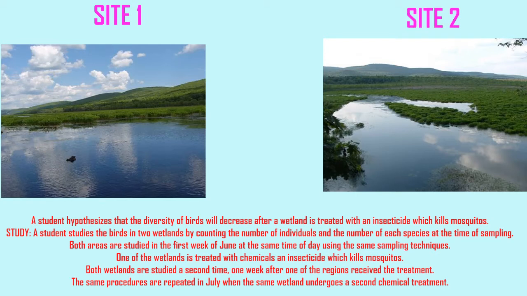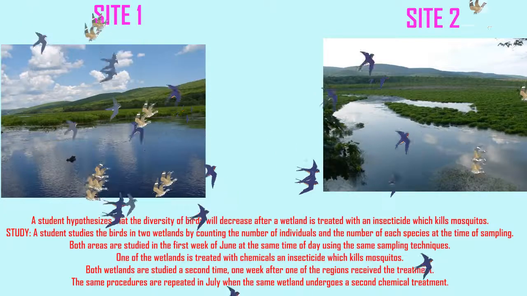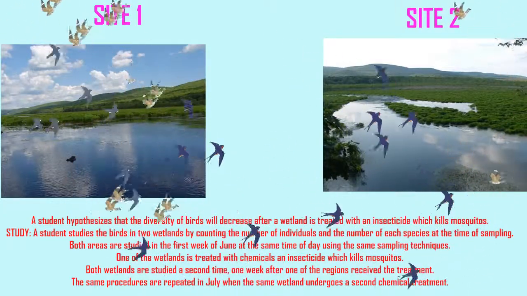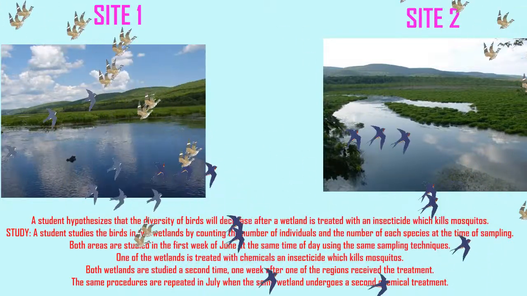In this example, some basic aspects of the scientific method are applied to the testing of the hypothesis that the diversity of birds will decrease in a wetland after the application of a chemical which kills mosquitoes. So a study is designed by a student in which they will count birds, both the number of individuals and the number of species at a specific time of sampling, and they will use a specific type of sampling and observation at each time of study.